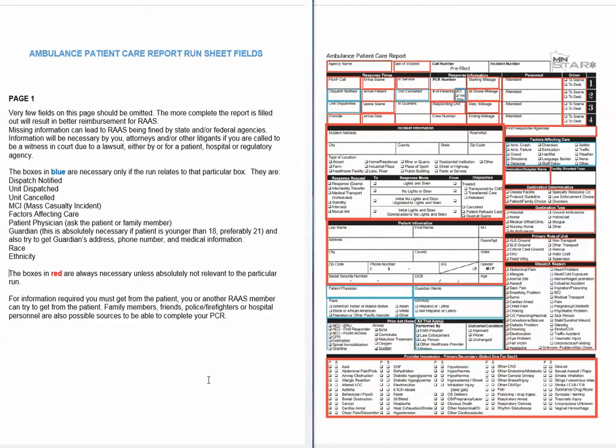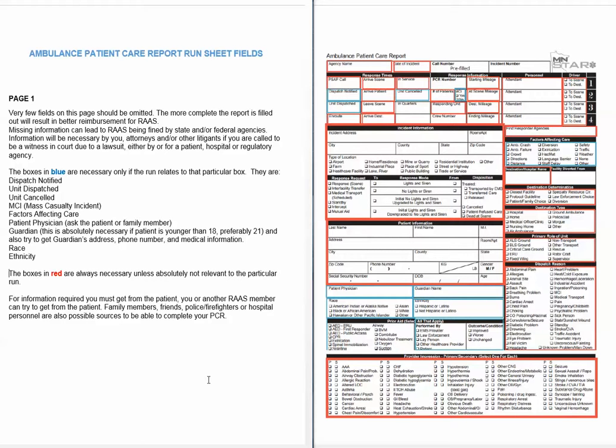Information will be necessary by you, attorneys, and/or other litigants if you are called to be a witness in a court case due to a lawsuit, either by or for the patient, hospital, or regulatory agency. The boxes in blue are necessary only if the run relates to that particular box.